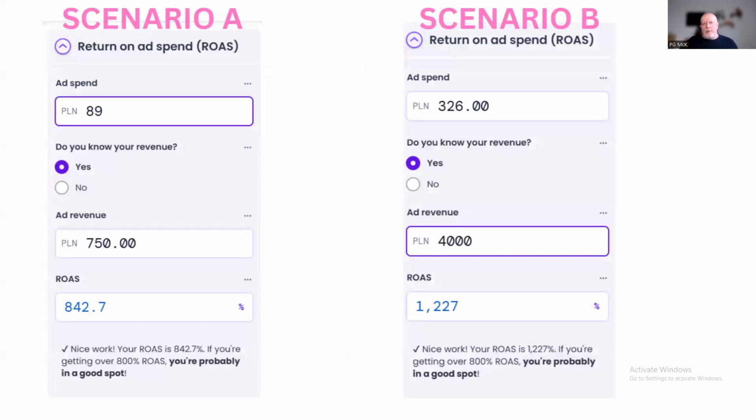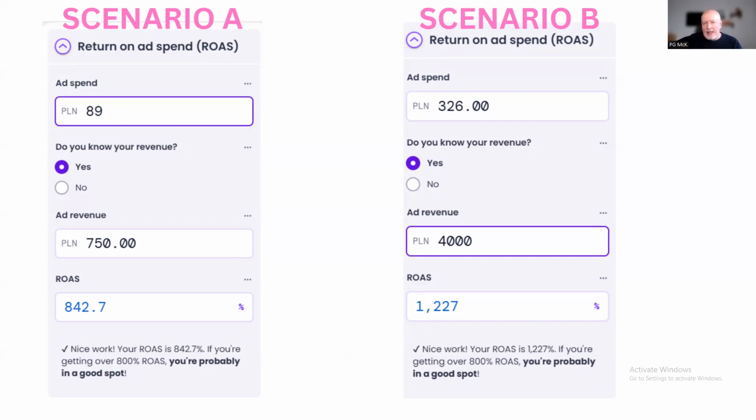Right, so here you go. Now, I thought I'd divide this over 2 screens. I do apologize. Okay, so anyway, look at it. On the left-hand side, we've got total ad spend of 89. Right-hand side, total ad spend of 326. Ad revenue on the left, 750. Ad revenue on the right, 4,000. Much better. ROAS, 842.7. Now remember, that's not too shabby at all. If you're getting over 800% ROAS, you're in a very good spot. You are in a good spot.